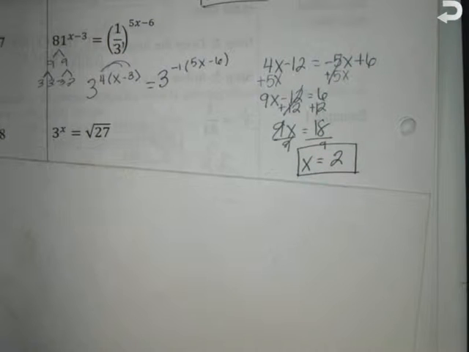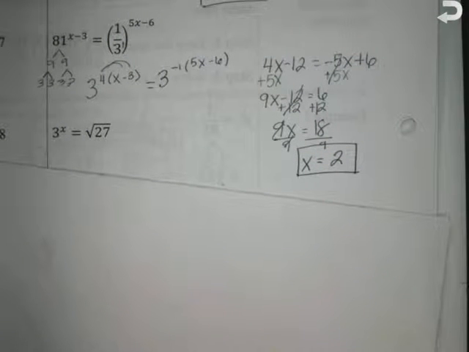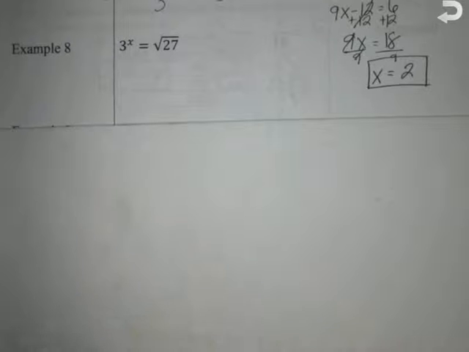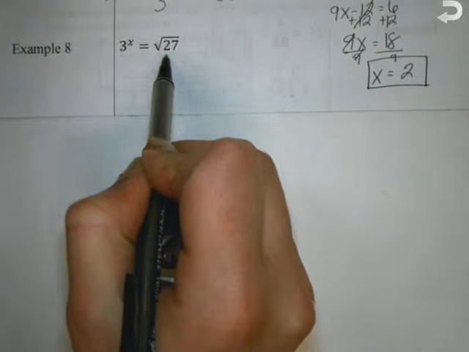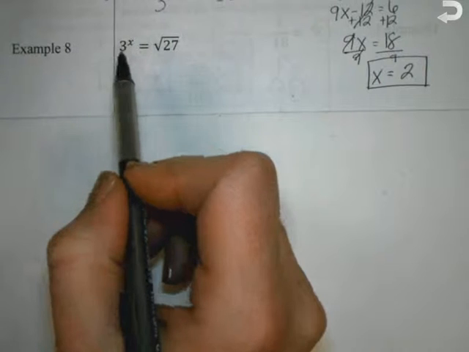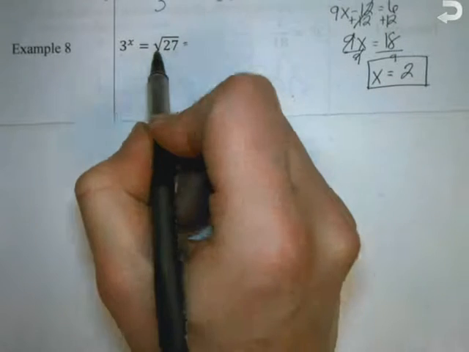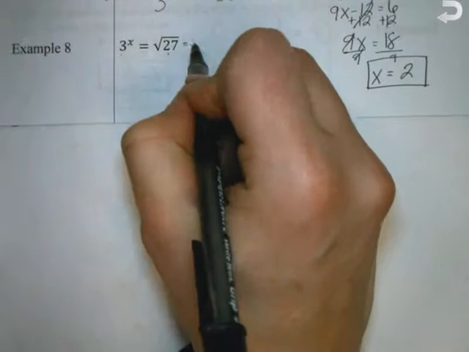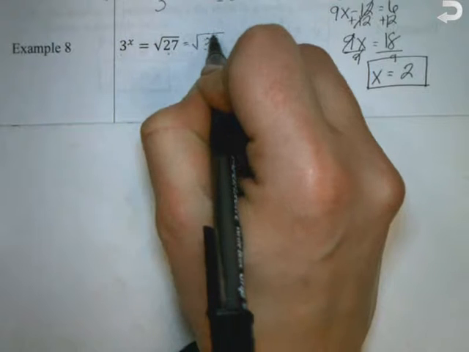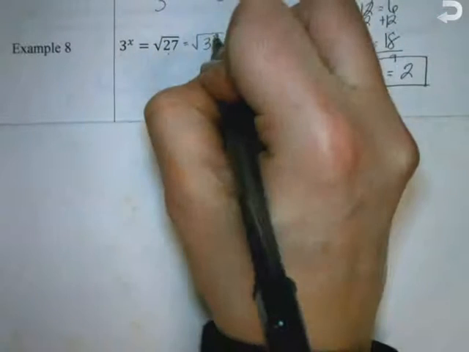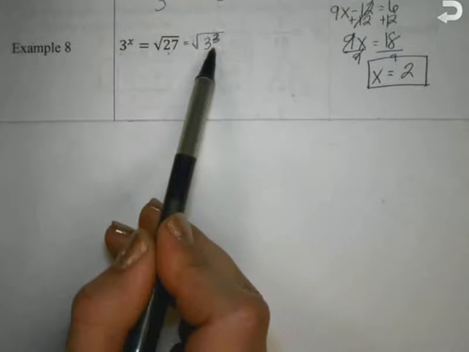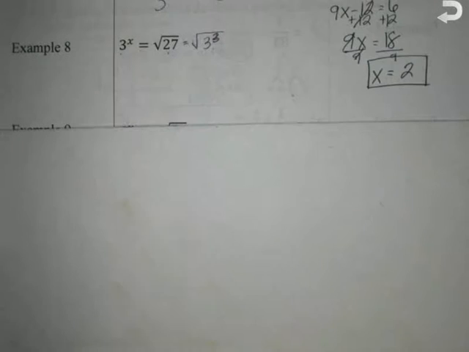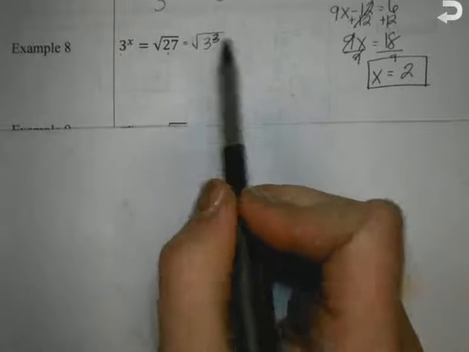Example 8. We have 3 to the x equals square root of 27. So my base is going to be 3, and I already know that 27 is 3 to the third. So this is the same as square root of 3 to the third, right? Oops. I said it correctly, but I didn't write it correctly. Okay. I still have a square root in front of this 3 to the third, so technically my bases aren't exactly the same yet. How can I rewrite this so that I only have an exponent? Do you guys remember?